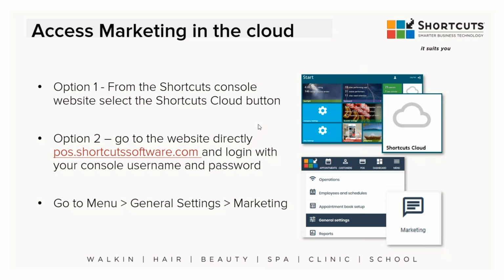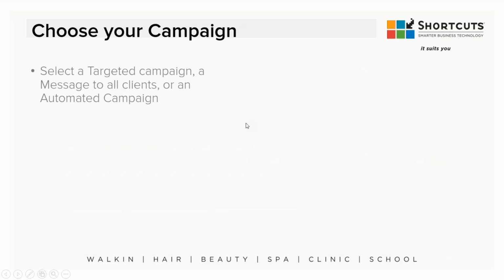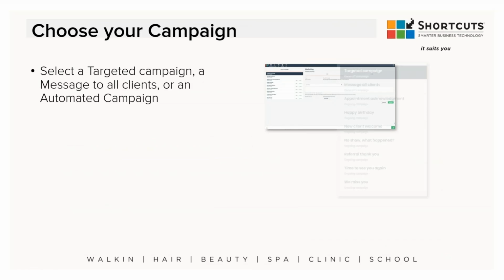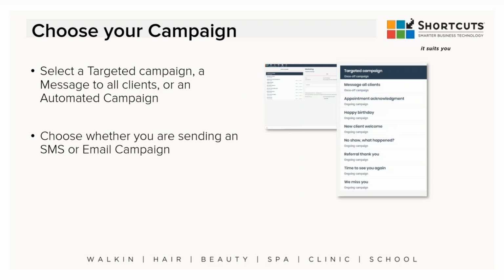So once you're on the actual marketing page, what are you looking for and how do you build a campaign? So there's several different types. You can create a targeted campaign, which is to specific people, a message to all customers, or an automated campaign. And then once you select the type of campaign that you want to create, you have the option to create either an SMS text campaign or an email campaign to that group or those groups of clients.